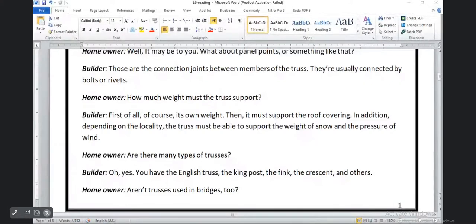Okay, Fatma Nasser, answer my question now in English, please, not Arabic. The truss, what should this truss support? In English, please, not in Arabic.